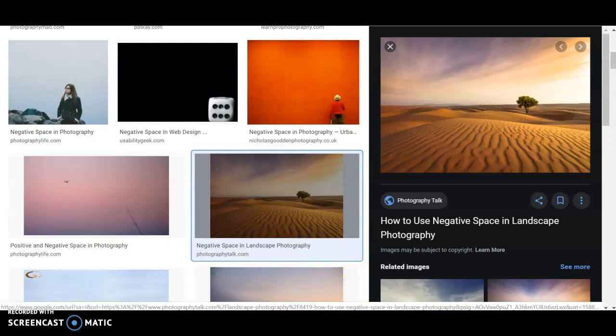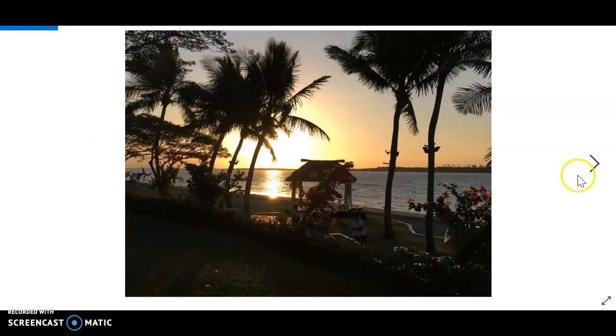Some photos that I've taken where I've used negative space. This is from my trip to Fiji, the one where I got married. The positive space in this one is going to be that little hut on the beach. I wanted everyone to see the hut on the beach. That's the hut where I got married. And the negative space is everything around it, the trees and the beach and the sky and beautiful stuff like that.